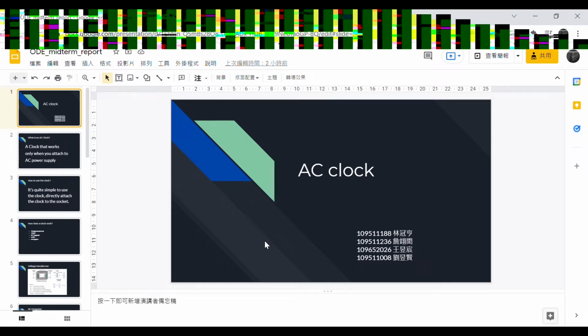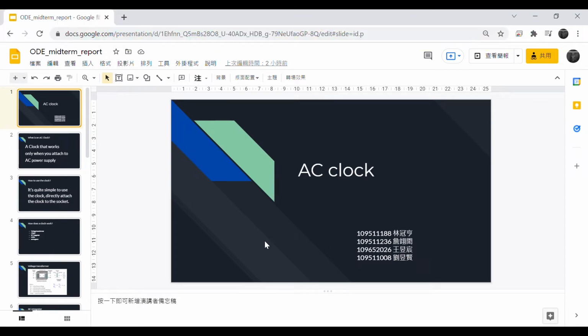Hello guys, and our ODE project is all about AC clock. And our group is composed of Lin Guanheng, Zhan Yihou, Wang Yuchen, and Liu Yuxian. So let's move on. And what is an AC clock?